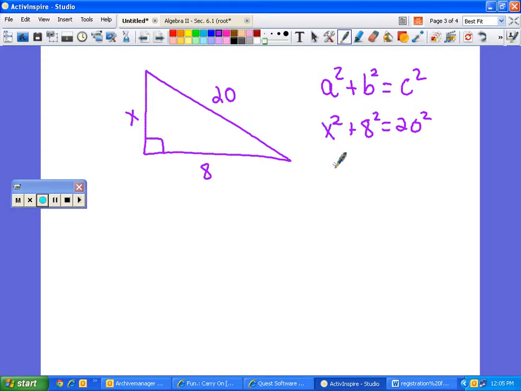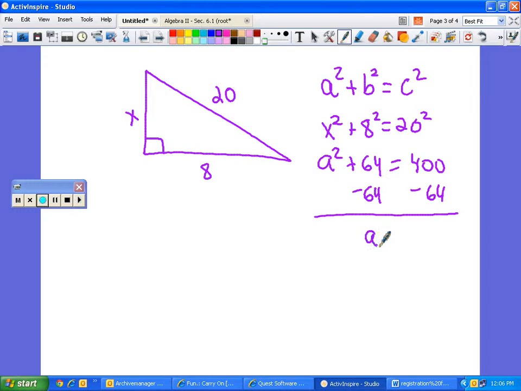First thing we're going to do is square the numbers that we do know. So we have x squared, or if you like, a squared, doesn't matter, plus 8 squared, which is 64, is equal to 20 squared, or 400. Now we're just going to solve for A. So we're going to subtract 64 from each side. So we get that A squared is equal to 336.